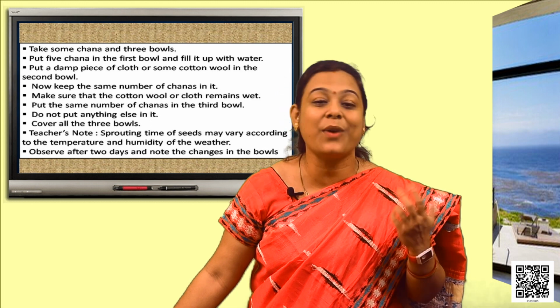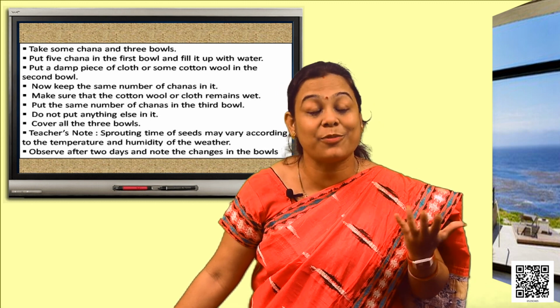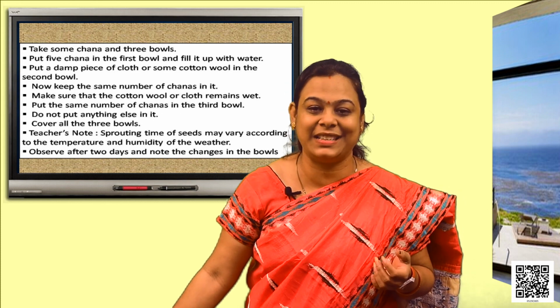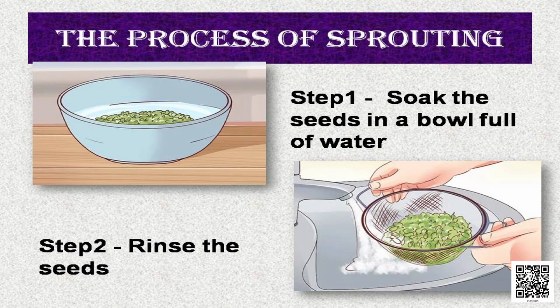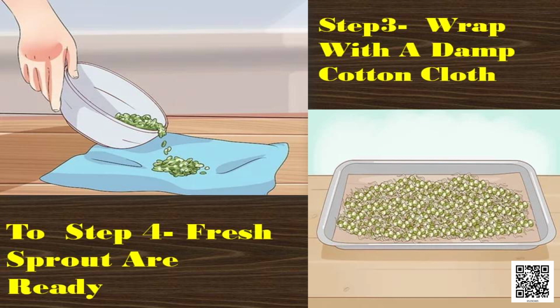So let me explain how we can make sprouts, the process of sprouting. It's very simple and easy. First step, take a bowl and soak the seeds in a bowl full of water, right? Then rinse the seeds, okay? Then take out the seeds, drain the water and wrap the seeds in a damp cotton or cloth. Hang them and wait for 1 day or 2 days. It depends upon the seeds, and then you can see your sprouts are ready to eat. Isn't it very easy and simple to have sprouts every day? Fresh sprouts, children, are so healthy for you.